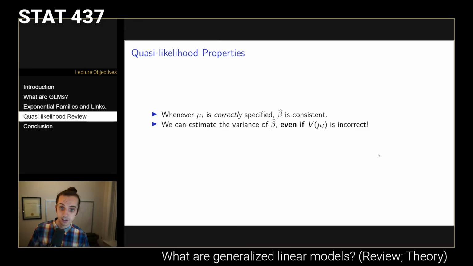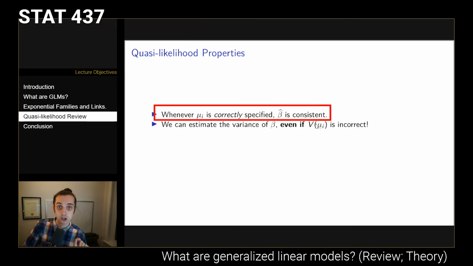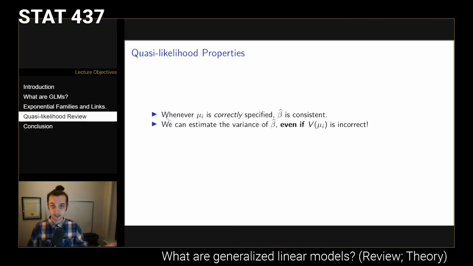If the variance function, so if v of mu I is incorrect, we still can estimate the variance of beta hat. And sorry, I'll clarify this first point slightly more as well. When I'm saying whenever mu I is correctly specified, beta hat is consistent, what I mean by that is regardless of whether v of mu I is correct or not, we get consistent estimates. As long as the mean function is correctly specified, as long as that xi beta is correctly specified with respect to the link function, we get beta hat to be consistent. If we've specified the variance function to be correct, then we can obviously estimate the variance correctly. But even if we do not specify the variance correctly, we can still estimate the variance of beta consistently. Okay, so that's a really powerful property.